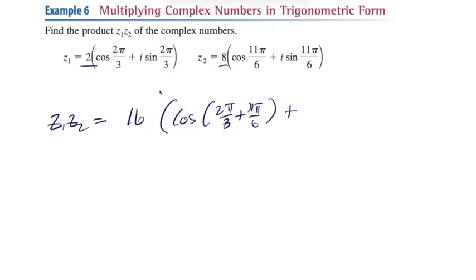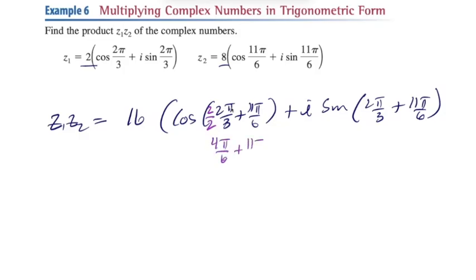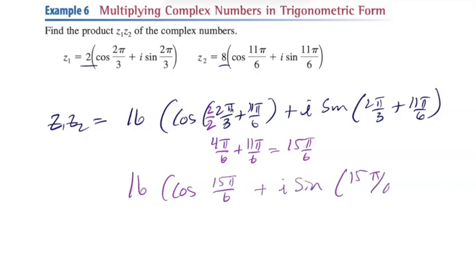And then I sine of 2 pi over 3 plus 11 pi over 6. If we're going to add these, we need a common denominator. Let's multiply 2 pi over 3 by 2 over 2. We get 4 pi over 6 plus 11 pi over 6, which gets me 15 pi over 6. Let's rewrite this: cosine of 15 pi over 6 plus I sine of 15 pi over 6. I don't think we need the parentheses here.